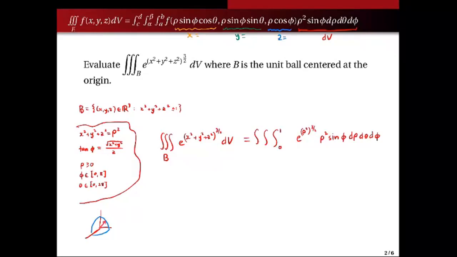Now, for the theta, once you have this radius, this ray, it will revolve. Since you are considering the entire ball, you have to rotate this ray 360 degrees, which means that our theta will run from 0 to 2 pi.